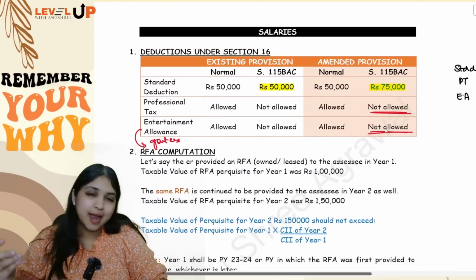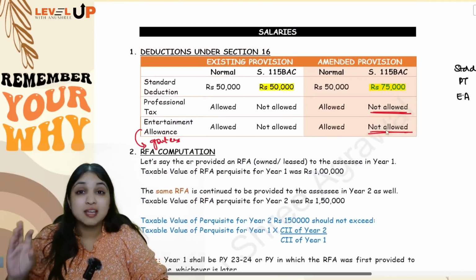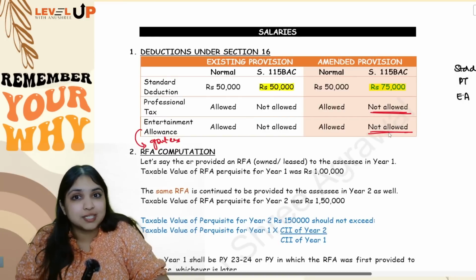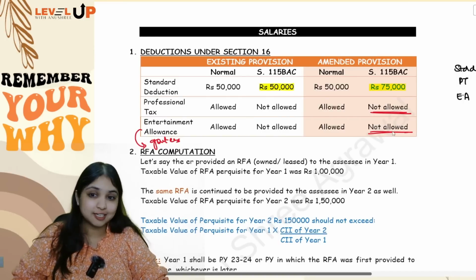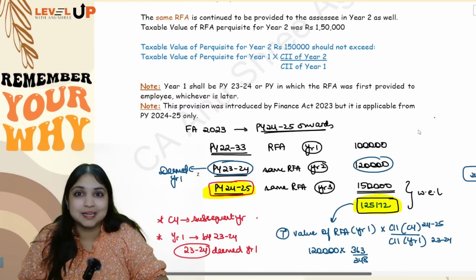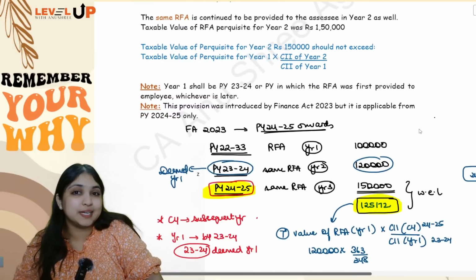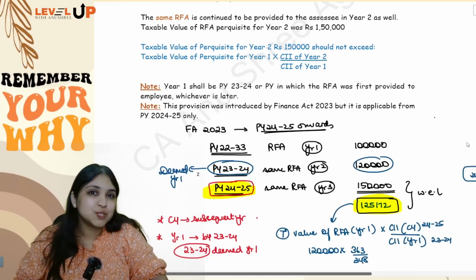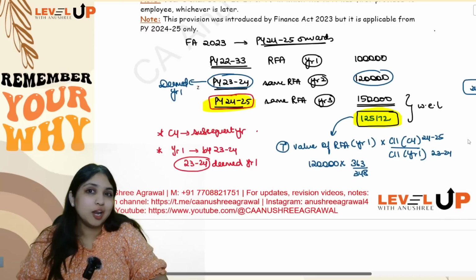We had 2 amendments. One was the section 16 deduction. In section 16, if the assessee is following 115BAC, instead of 50,000 you will get 75,000 standard deduction. The second point was not a Finance Act 2024 amendment, it's actually a Finance Act 2023 amendment, but applicable from 24-25 onwards only. That's why we discussed this, indexing your RFA number.